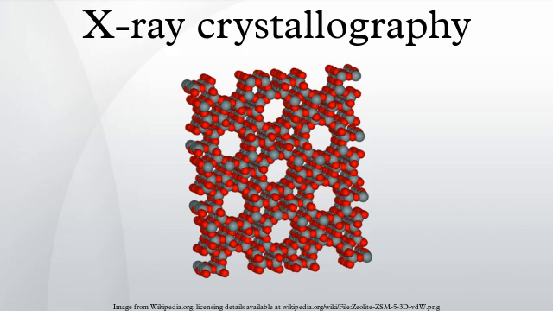X-ray crystallography is a tool used for identifying the atomic and molecular structure of a crystal, in which the crystalline atoms cause a beam of incident X-rays to diffract into many specific directions. By measuring the angles and intensities of these diffracted beams, a crystallographer can produce a three-dimensional picture of the density of electrons within the crystal. From this electron density, the mean positions of the atoms in the crystal can be determined, as well as their chemical bonds, their disorder and various other information.